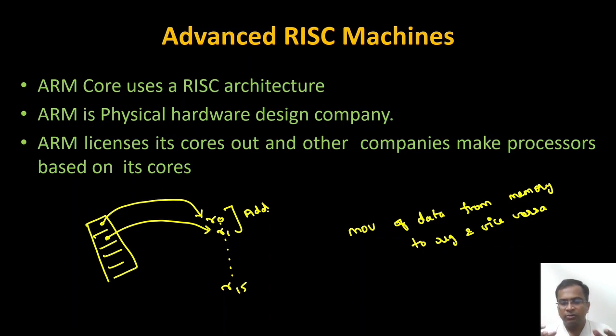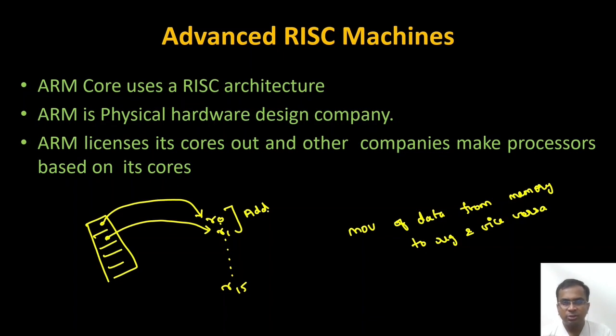So the number of instructions used in combination with memory and registers is going to be reduced. Like this, we have so many things that we can call a reduced instruction set machine. So ARM is a physical hardware design company.